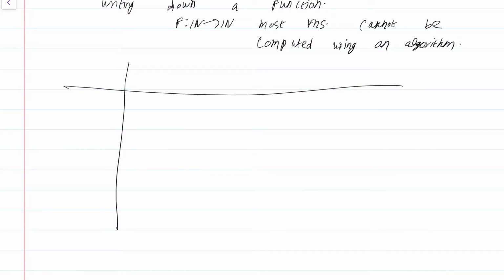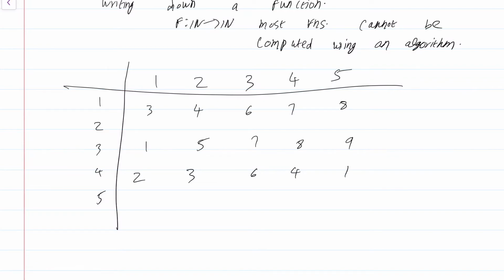Suppose you have a finite set, let's say just 1, 2, 3, 4, 5, and you want to write down a function from 1, 2, 3, 4, 5 to 1, 2, 3, 4, 5. You can just write it down in tabular form. Let me define the function here. It's actually a more general function than what I was thinking of. Let's write 3, 4, 6, 7, 8, 1, 5, 7, 8, 9, 2, 2, 3, 6, 4, 1, 1, 7, 8, 4, 5.